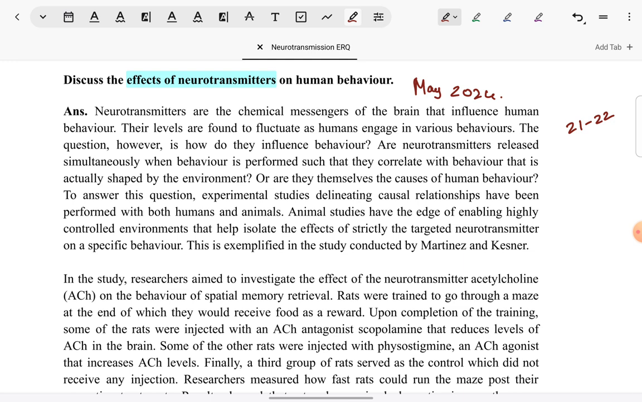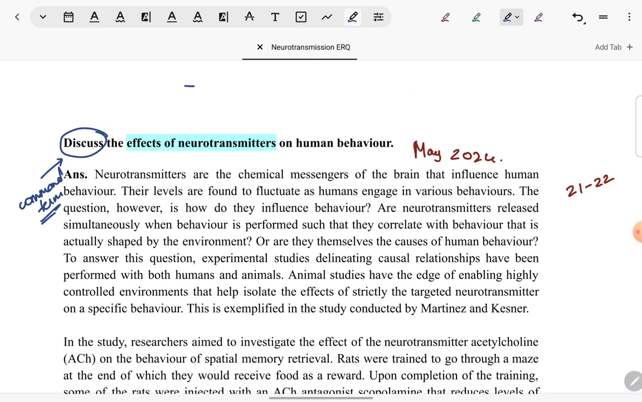Okay, let's begin. When we see an ERQ question, we know the first thing we have to make note of is what is the command term that has been used. When the command term is discuss, how we have to interpret is that we have to give a range of arguments. That is the first thing that should come to our mind.